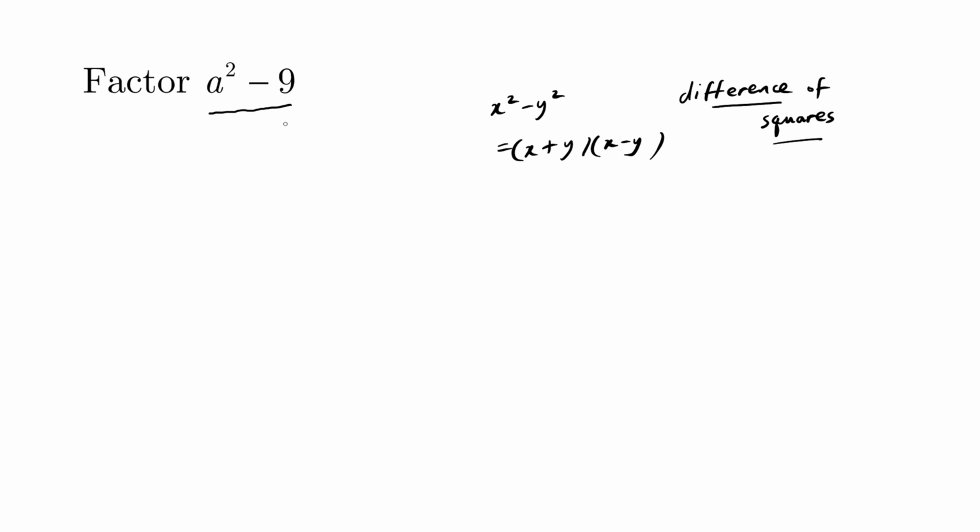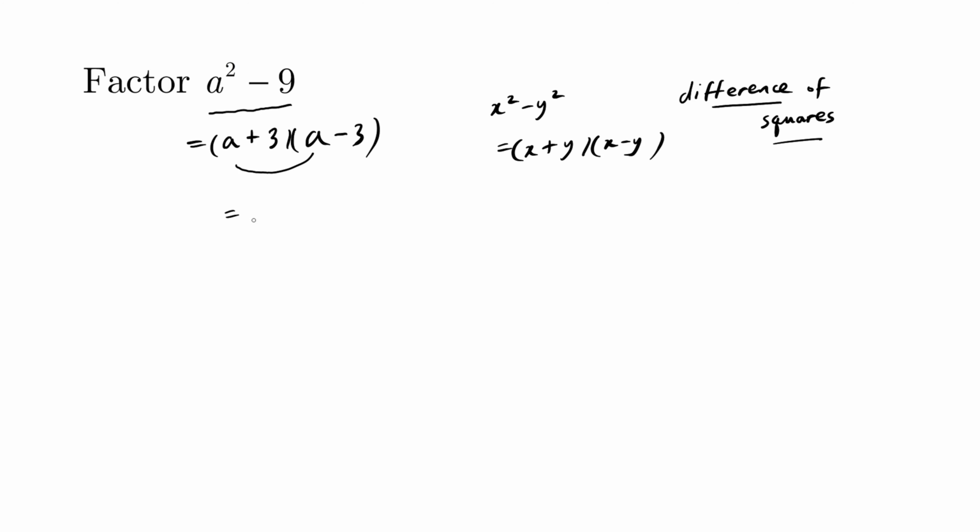Let's try to apply it to a concrete example. So if you recognize that this is a difference of squares problem, you just set up your two brackets and you write, instead of a squared, a times a is a squared, and just write plus and minus the square root of 9, which is 3. If you don't believe that these are equivalent, try foiling it out.